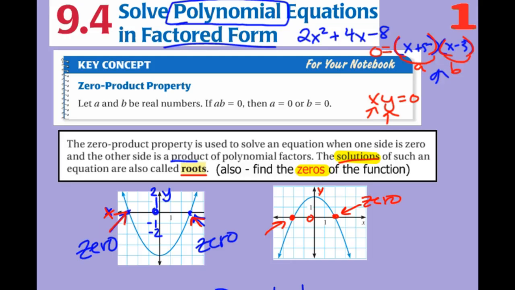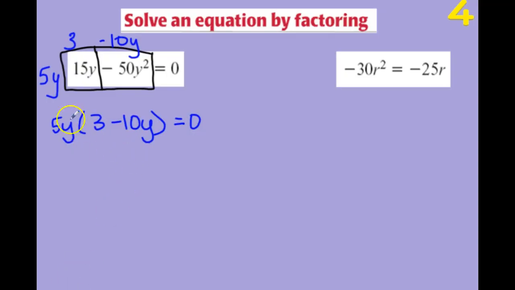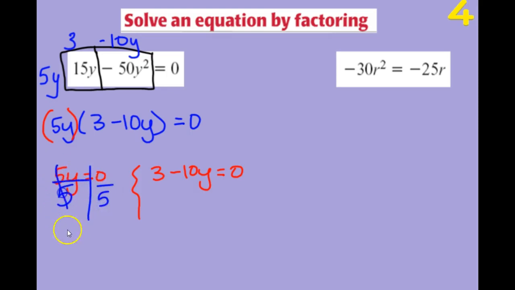So just like we did right here, if we have two terms equal to 0, we've got to set them both equal to 0 to figure out where my polynomial would cross the x-axis. You could put it in parentheses, you don't need to. So we would have 5y equal to 0, and 3 minus 10y equal to 0, and we need to solve both. So the opposite of multiplying by 5 is dividing by 5. So we would have y equals 0 divided by 5, which is 0.